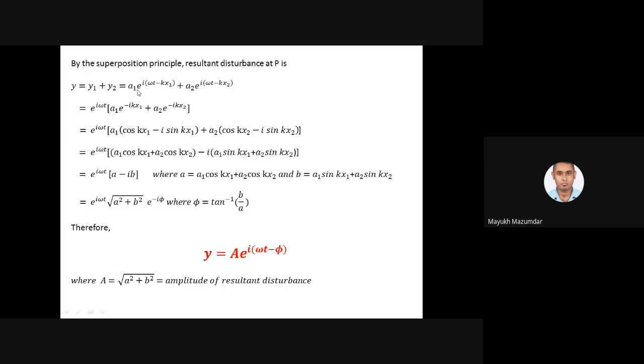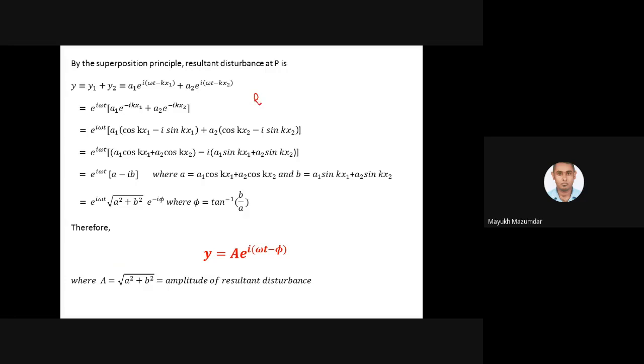That is what we have done here. This e to the power i(omega t minus kx1) can be written as e to the power i omega t into e to the power minus i kx1. So this I have kept here. The next step would be the last topic for the day. Here, in the next line, e to the power i kx1 I have written as cos kx1 minus i sin kx1. This is the Euler's formula that I told you all to learn.